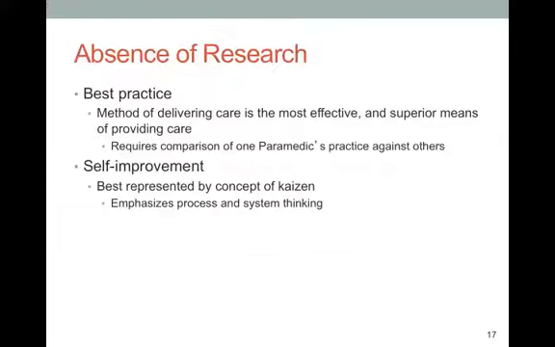And self-improvement. Best represented by the concept of Kaizen, and it emphasizes process and systems thinking. Now, Kaizen is kind of a business thought and business process that Japan uses, and essentially it is self-improvement. Continual self-improvement. So instead of somebody else applying quality improvement upon you, you provide self-improvement into the equation. So you're continuously improving your product.